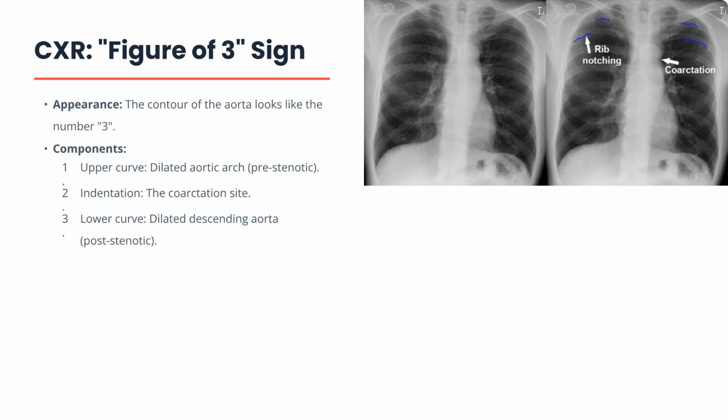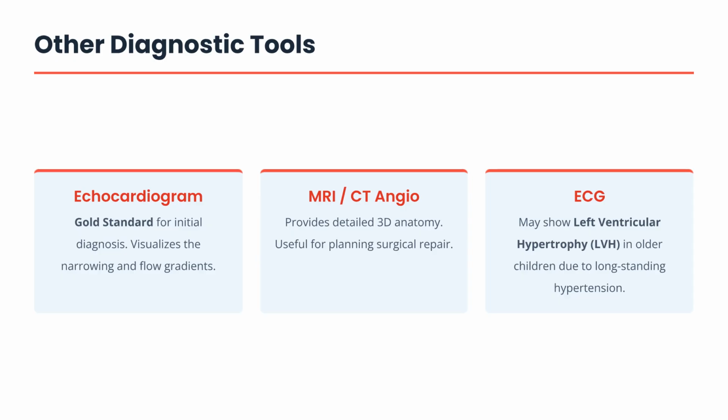Another distinct CXR finding is the figure of 3 feet sign. This appearance results from the dilated aortic arch, the indentation at the coarctation site, and the post-stenotic dilation of the descending aorta. The echocardiogram is the gold standard for initial diagnosis.